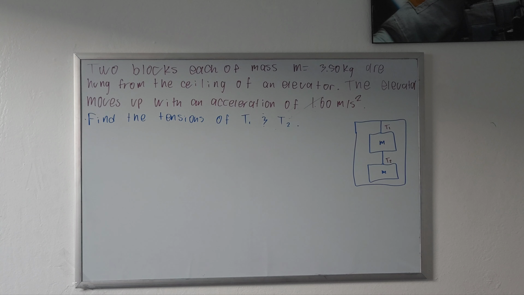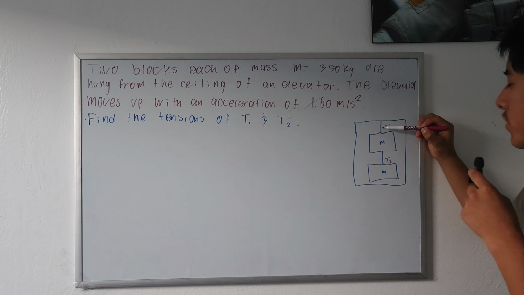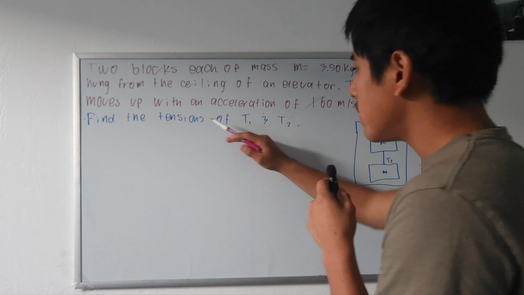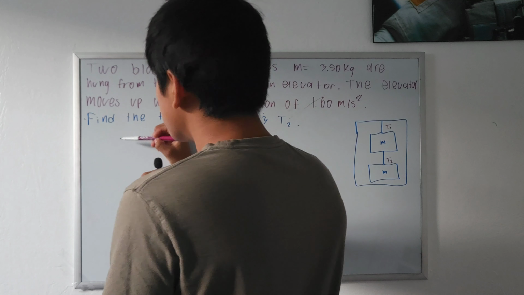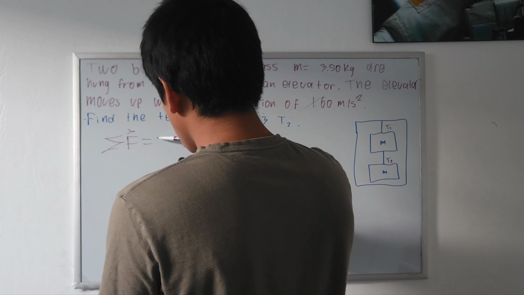Okay, so the next problem says 2 blocks, each of mass m equals 3.5 kilograms, are hung from the ceiling of an elevator. The elevator moves up with an acceleration of 1.6 meters per second squared. And in part A, we are asked to find the tensions of the first string and the second string. So the way we're going to find the tensions is we're first going to set up our sum of all the forces equation.